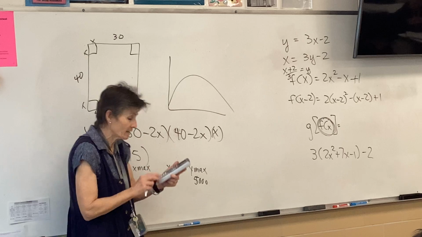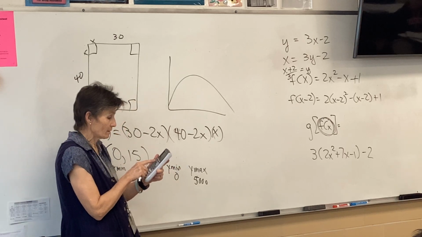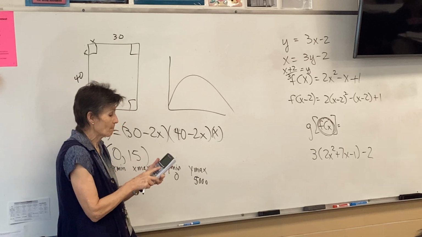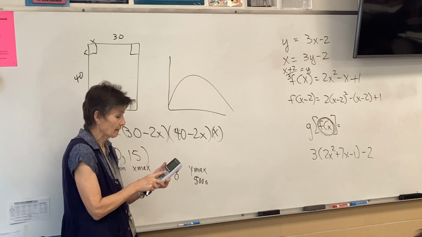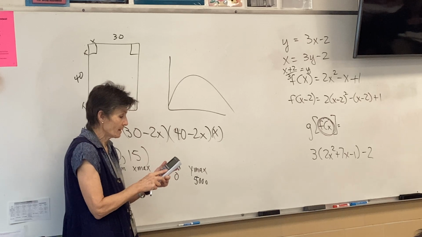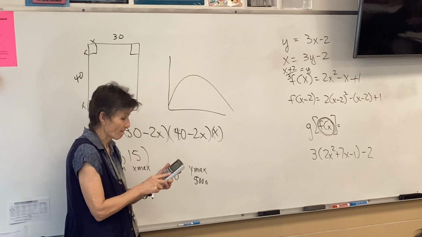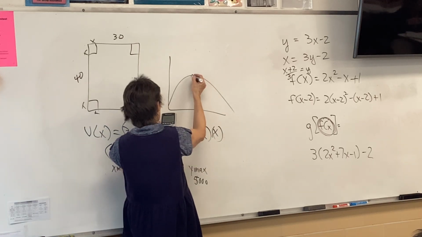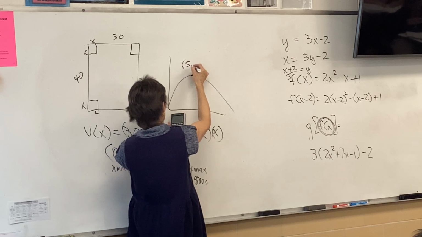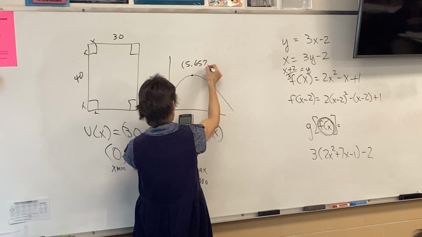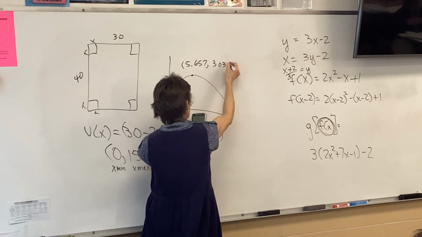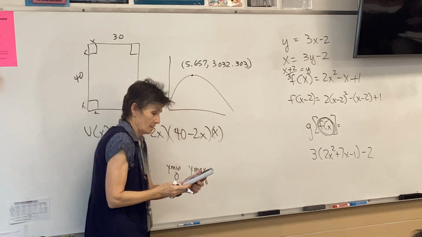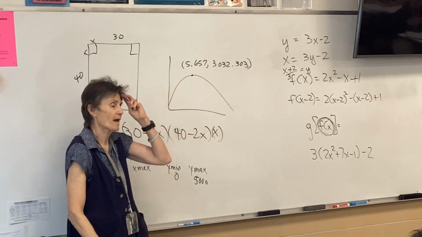What is the maximum volume of the box? So I will second calc, maximum, and then set my left bound, right bound, and take a stab at it there. And it looks like that is 5.657, comma, 3032.303. That is the maximum point of that graph.